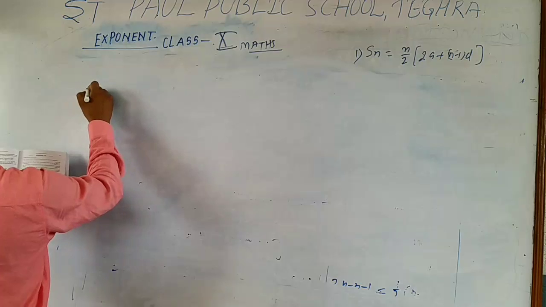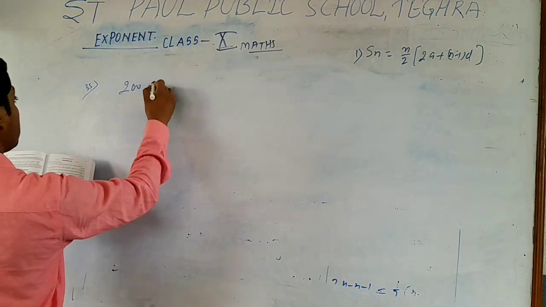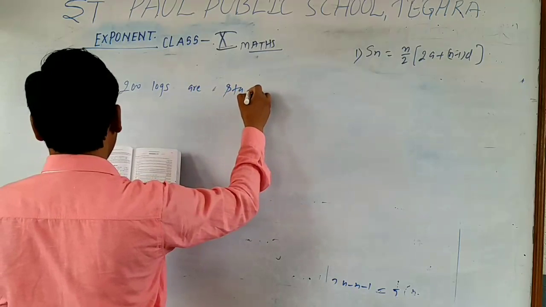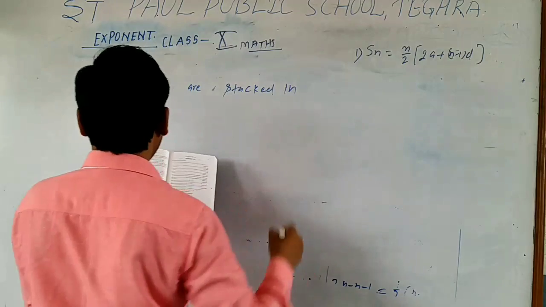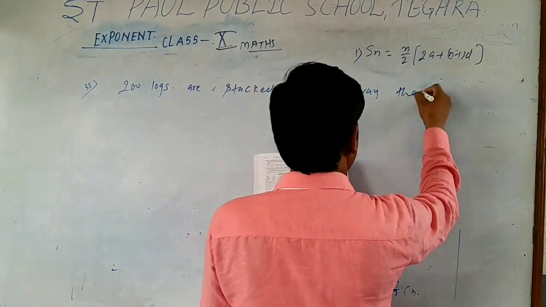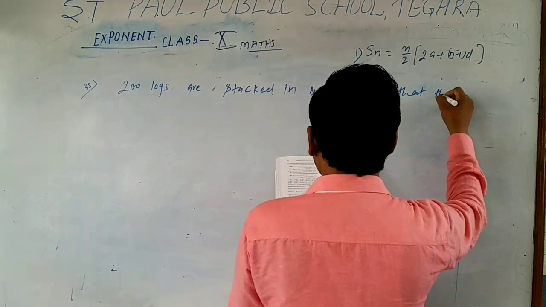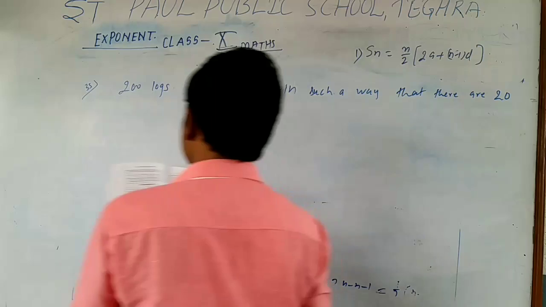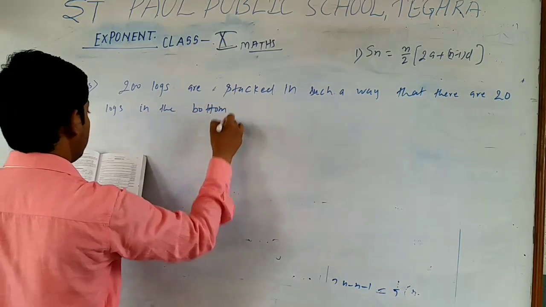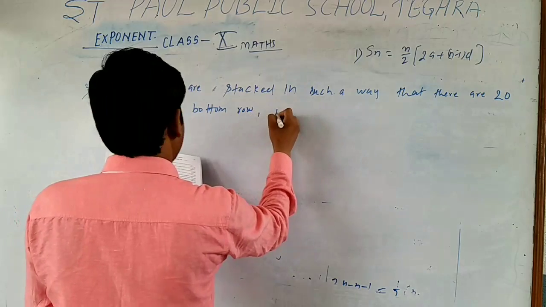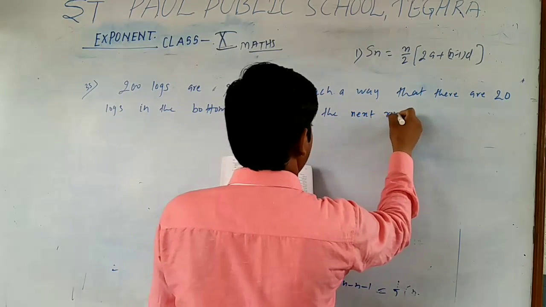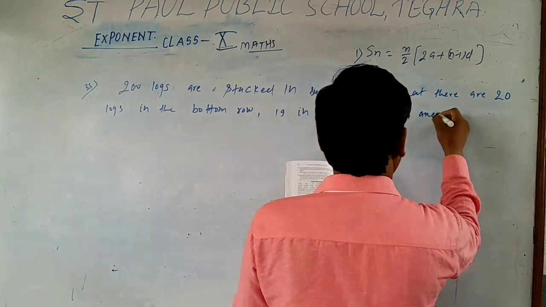Very important question from NCERT. Question number 35. 200 logs are stacked in such a way that there are 20 logs in the bottom row, 19 in the next row, and so on.